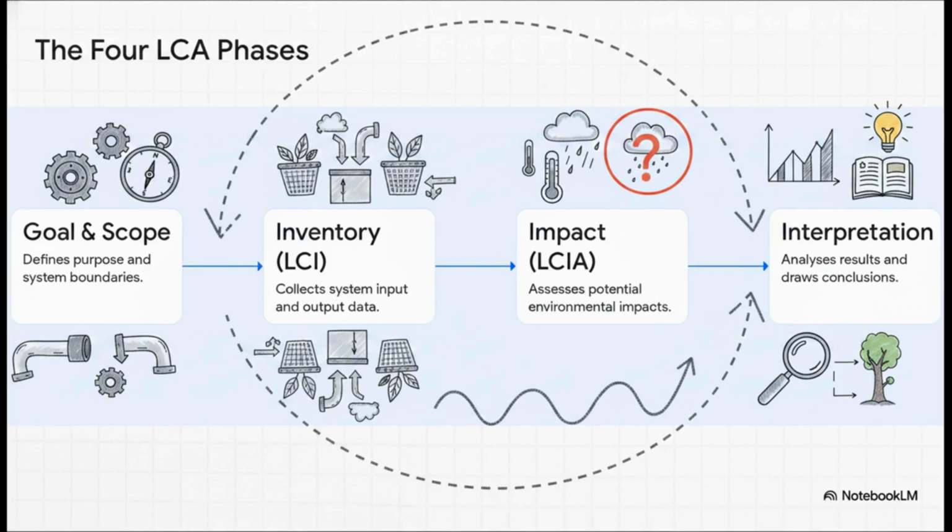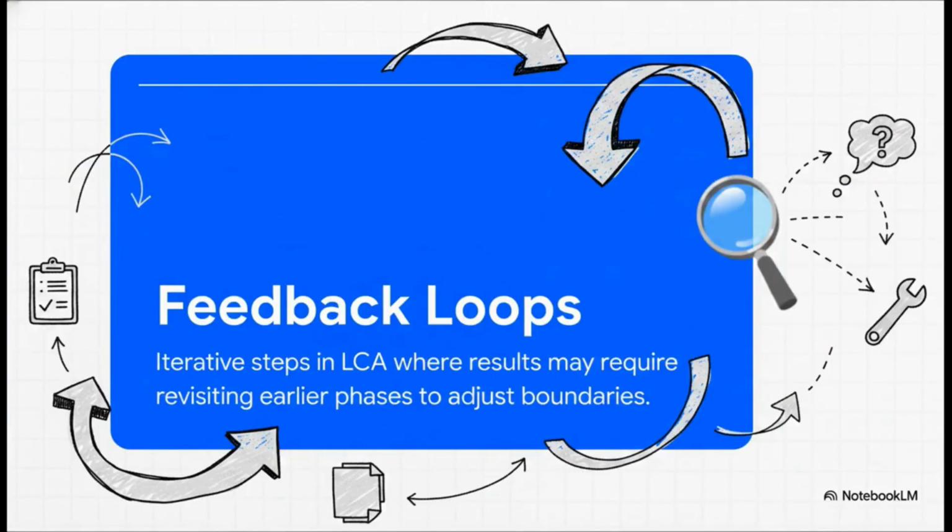But you know, if you look closely at standard practices, you'll quickly realize this is definitely not just a simple straight line. So the crucial point is that an LCA is highly iterative. It is absolutely packed with feedback loops. As you're gathering data in Step 2, you might suddenly realize your initial scope from Step 1 was completely unrealistic. That forces you to go back and adjust.